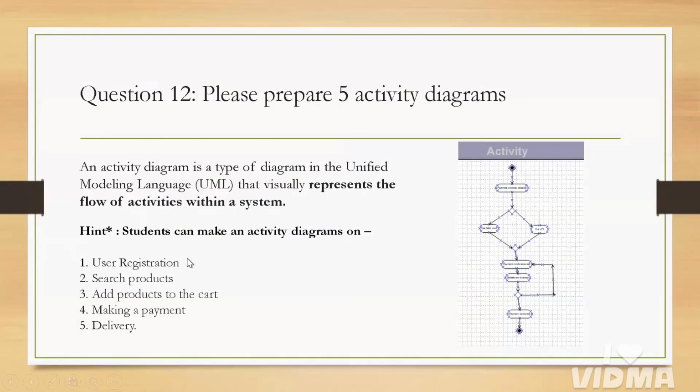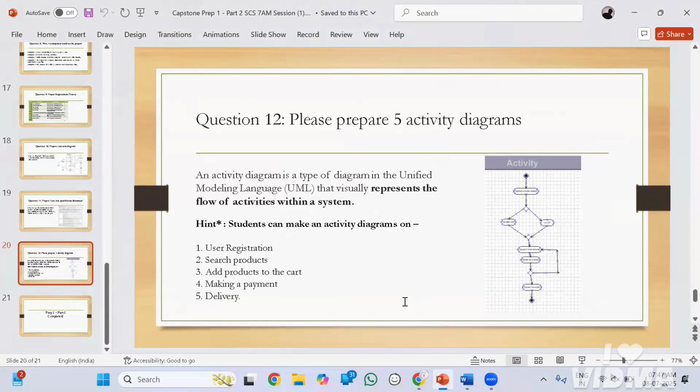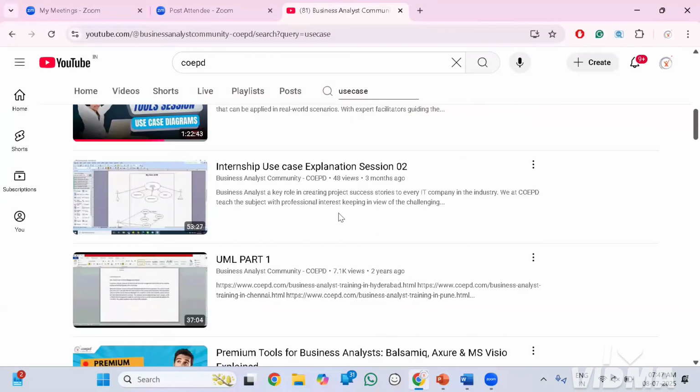And for this case study, you can use activity diagrams like: how a user registers, searches for products and adds the products to the cart, makes the payment, and how it will be delivered. For each and every functionality, the workflow will be different. For this activity diagram also, you can refer to the same YouTube channel, within the same video only.